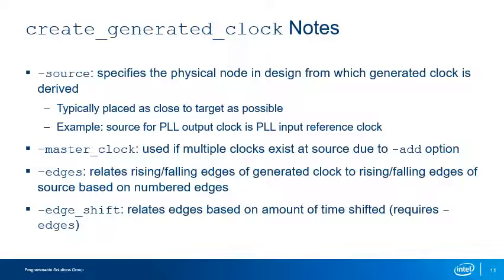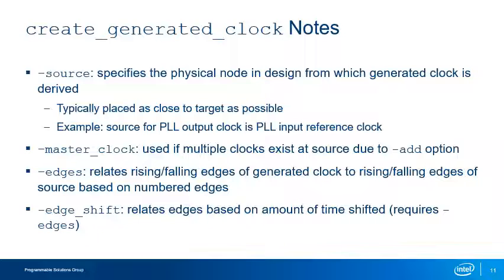A source clock is required for the generated clock constraint using the -source argument. Typically, the source should be as close as possible to the generated clock. Going back to the example of a PLL, the source of any clock output from the PLL should be the reference clock on the input pin of the PLL. If there are multiple clocks at the source location due to the create clock -add option, use the -master clock option to select the correct one.